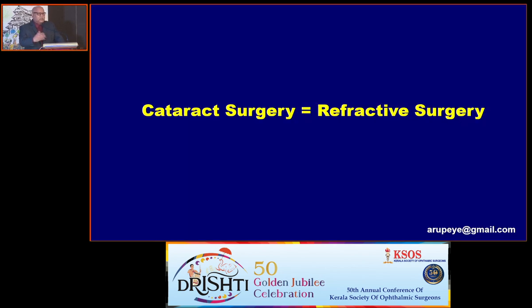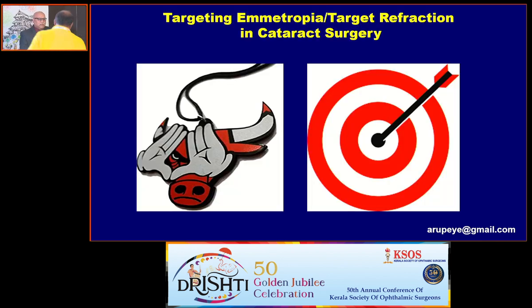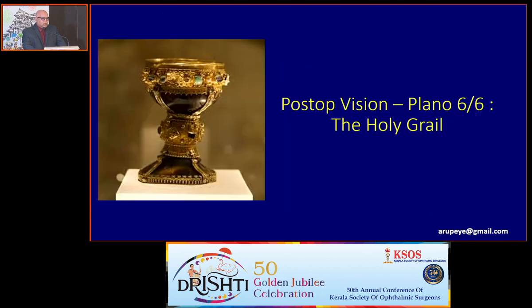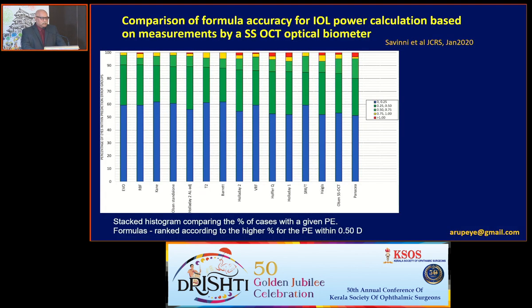So we all know it is cliche to say that cataract surgery today is like refractive surgery, and we want to hit the bullseye each and every time we take up a patient for cataract surgery. For most cases, the holy grail is plano 6/6, though it could be any other target refraction. Now we need a benchmark, what we are aiming for in our practice.